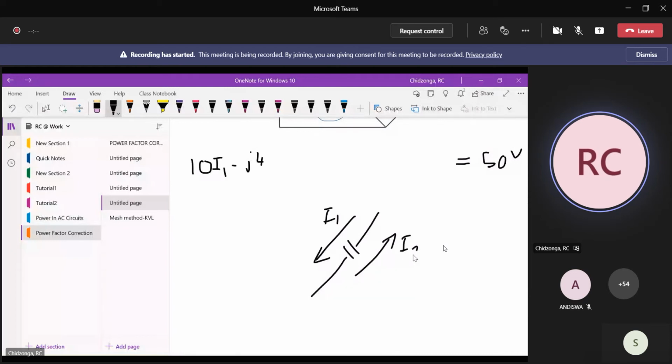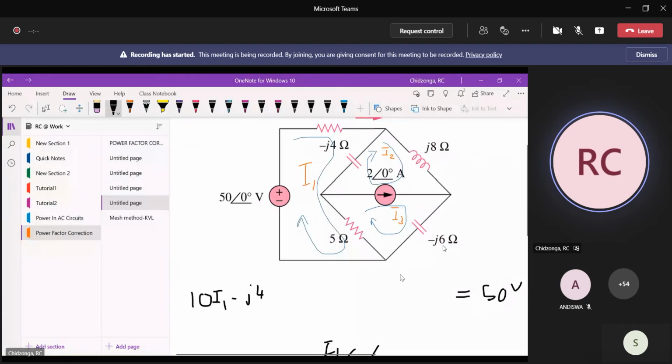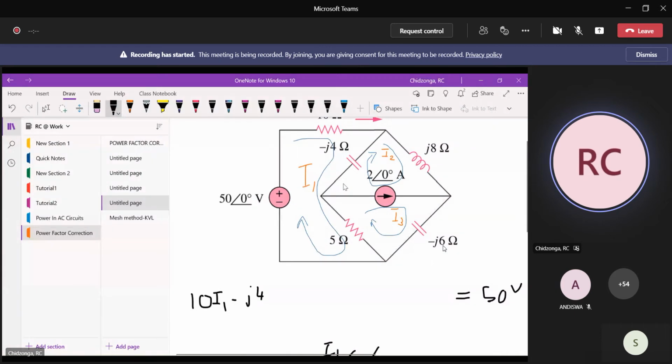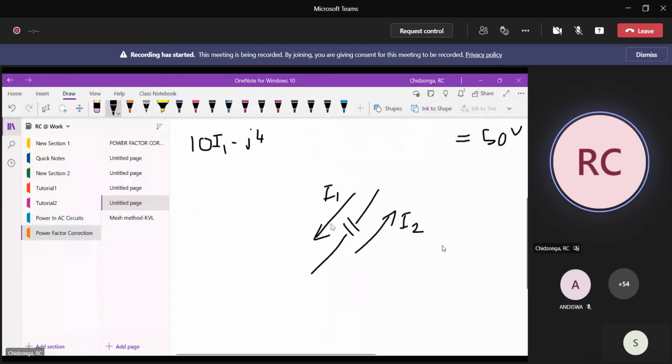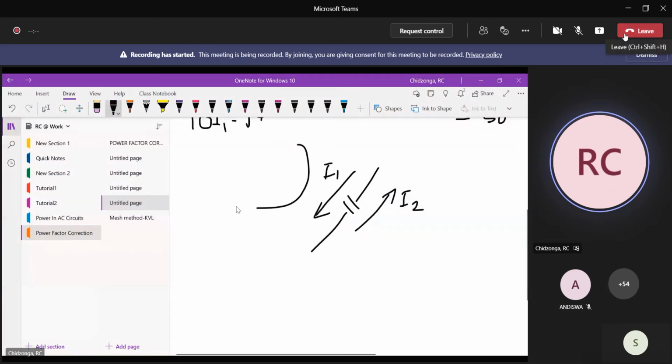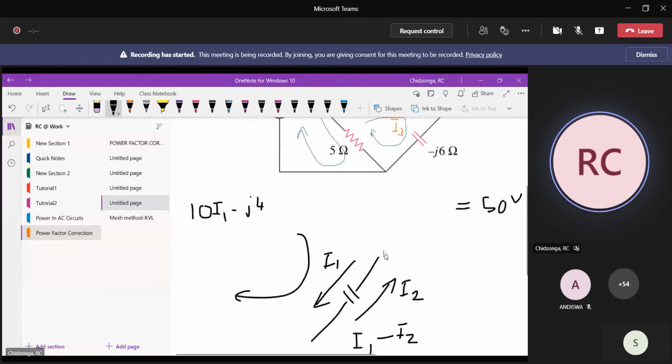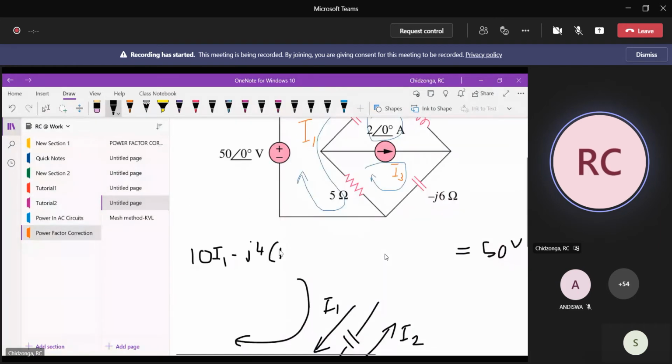But because we are following loop 1, or mesh 1, we are looking at going in this direction. The net current is therefore I1 minus I2. This is the current that will come here to multiply that impedance, I1 minus I2 in brackets. So now I can rub this.